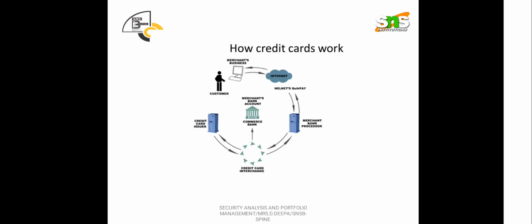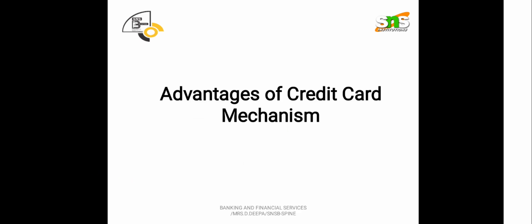So how does a credit card work? Business merchants, customers through the internet, a merchant bank processor, the credit card interchange, and the credit card issuer. It is a big process, how the system actually works. The main benefit is that even if customers do not have enough credit balance in their account, they are able to balance their expenses because of this credit card.